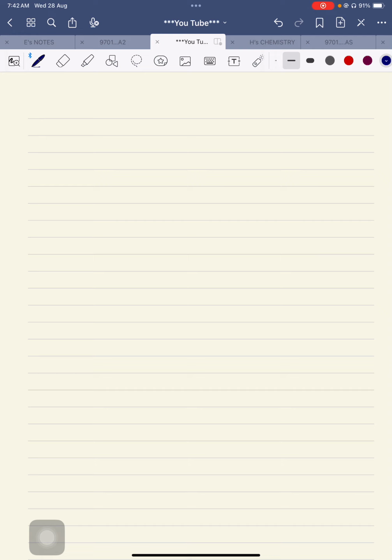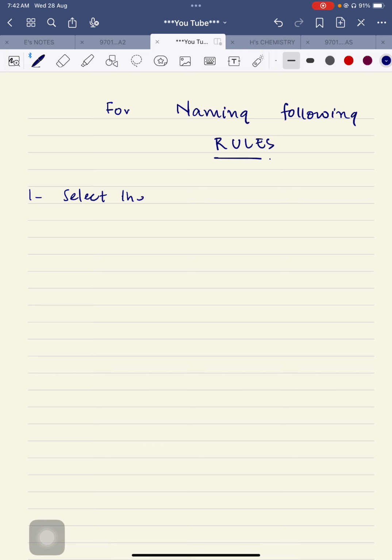Okay, guys, so for naming of alkanes, for naming of hydrocarbons, you may say, for naming, the following rules will be there. Okay, so now what rules will be there? Let me inform you. Number one, select the longest carbon atom chain. Select the longest carbon atom chain.